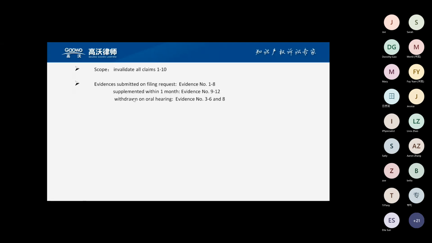In some cases, I act on behalf of the petitioner. I think at the oral hearing, when you argue with the patentee, in some cases you can withdraw some evidence, depending on the comments of the opposite party. You can withdraw some weak evidence. So at the oral hearing, I withdrew evidence number 3 to 6 and 8.